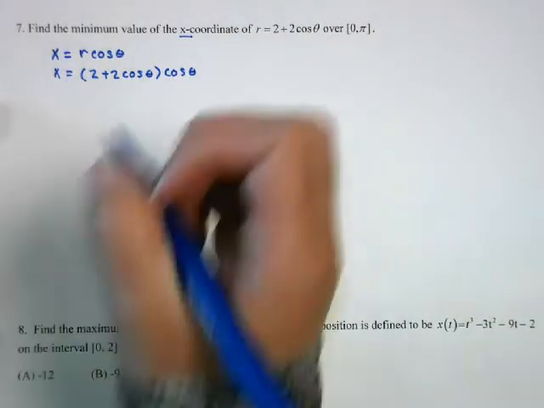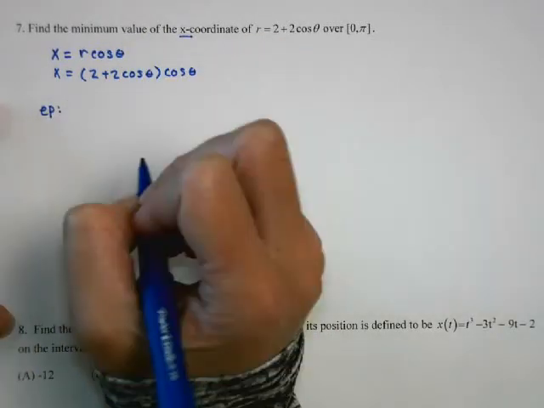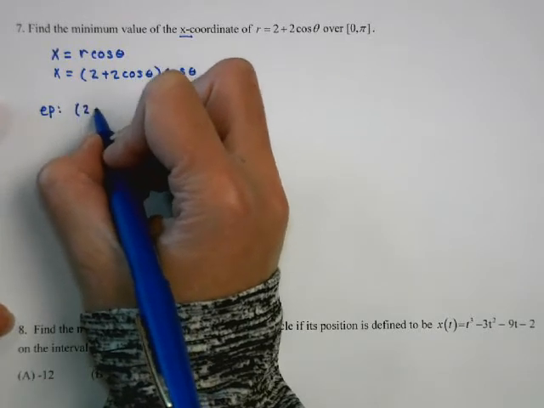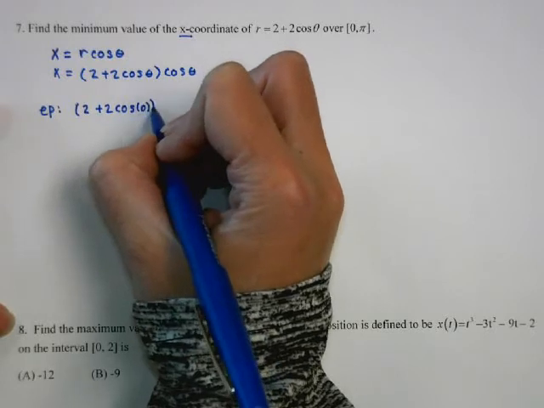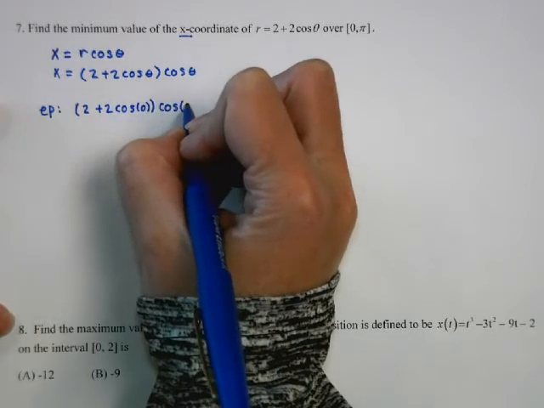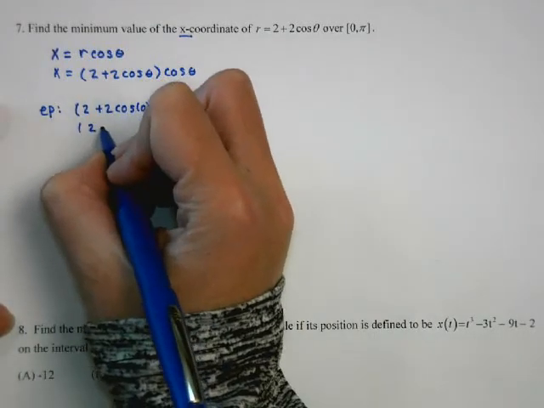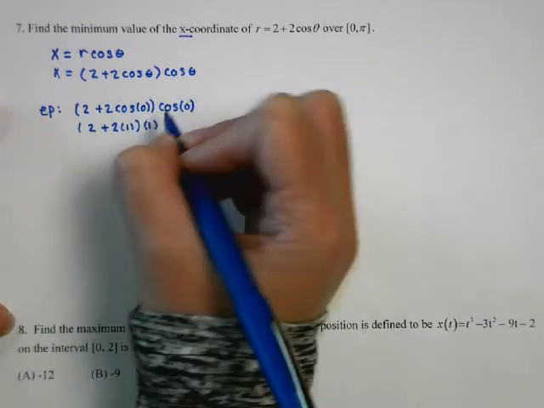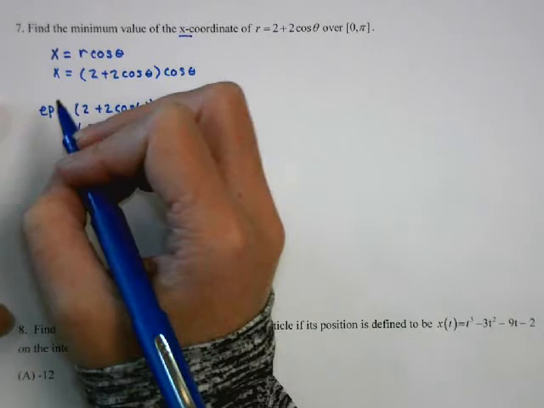So we want to plug in the endpoints. So for the endpoints, 2 plus 2 cosine, we'll do 0 times cosine of 0. Cosine of 0 is 1, so this is going to be 2 plus 2 times 1 times 1. So 2 plus 2 is 4.